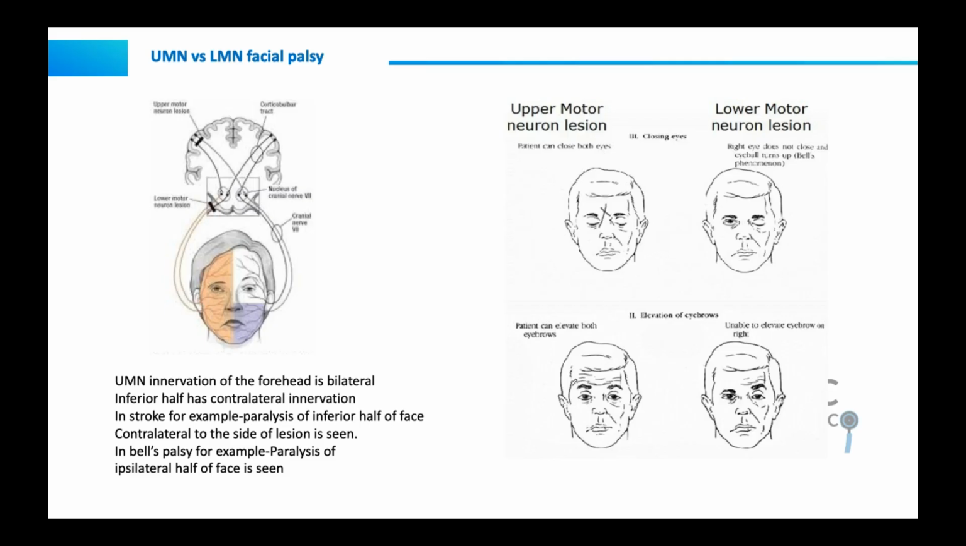And when you ask the patient to frown, he can elevate both of his eyebrows, but that is not the case on the involved side, where you will see loss of the wrinkles on the forehead. So this is the basic difference.